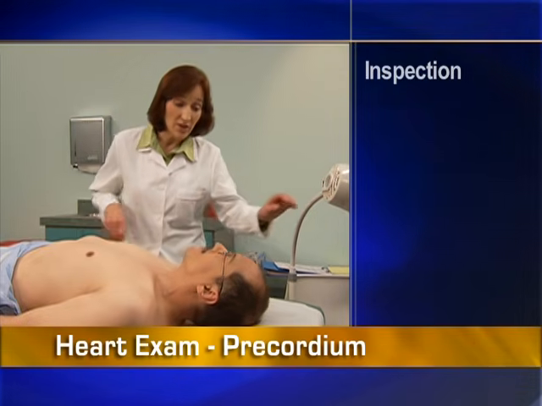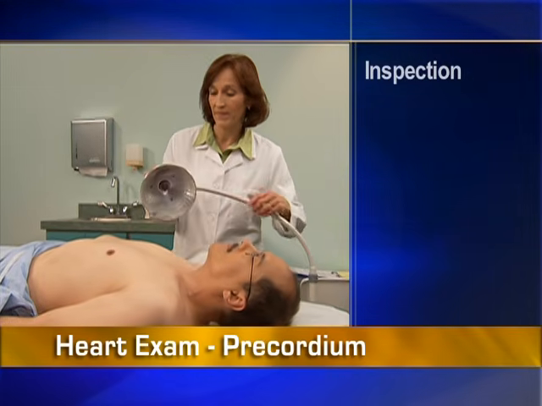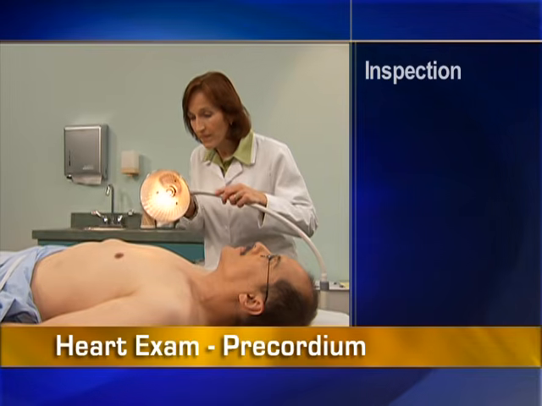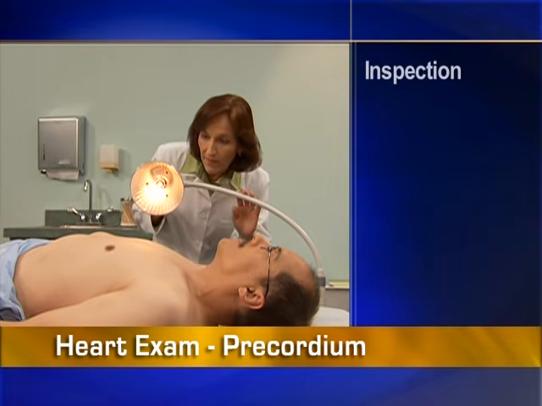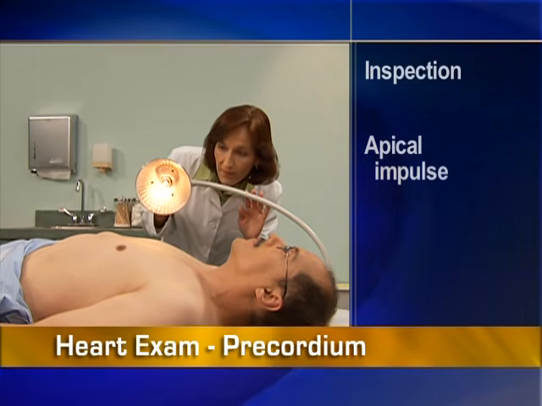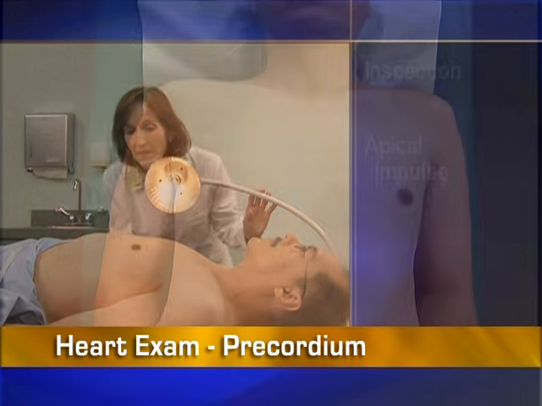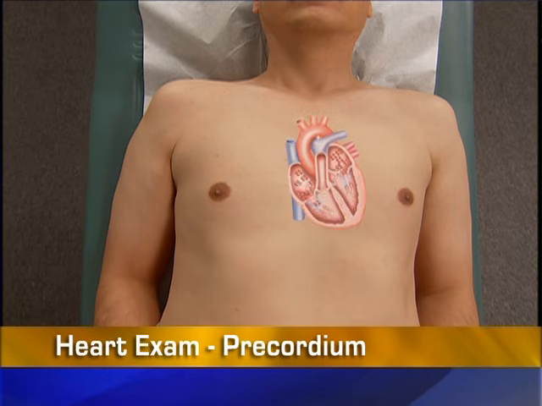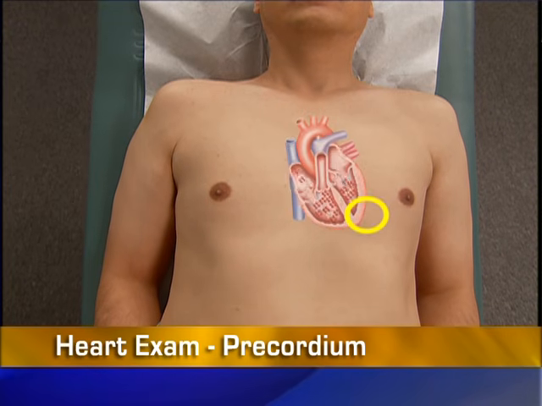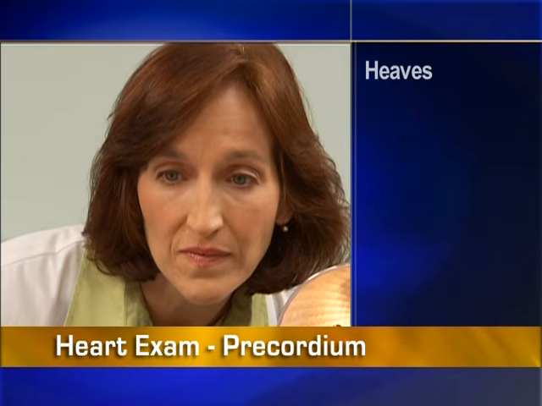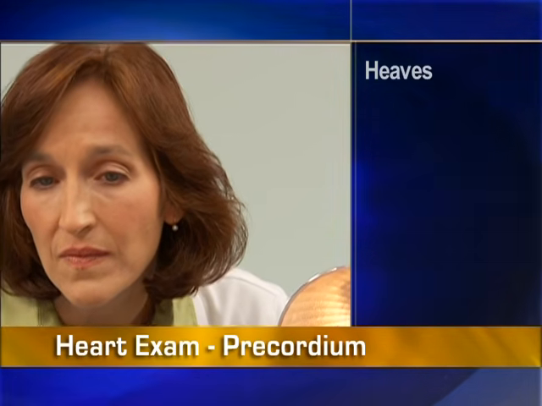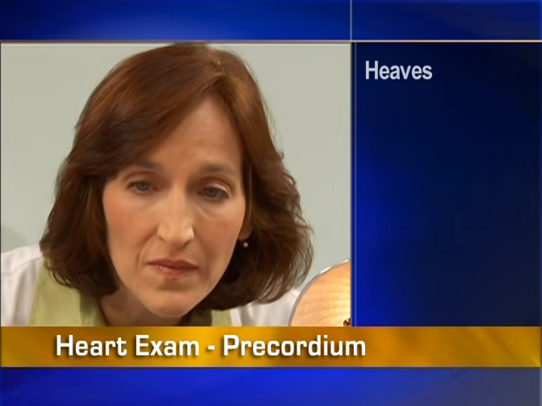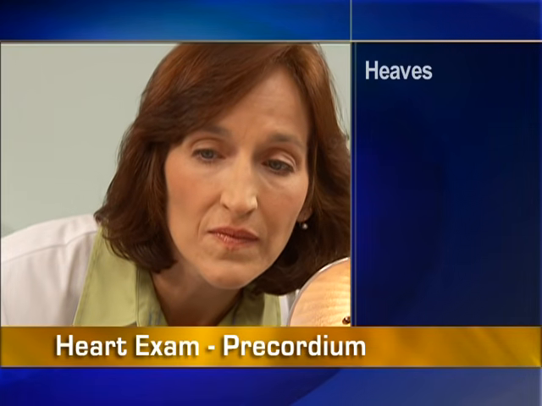I'm going to take a look at your chest now. Using tangential lighting to accentuate movements, inspect the precordium and observe for the apical impulse. When visible, it occupies the 4th or 5th interspace, at or inside the midclavicular line. Note any abnormal visible pulsations, such as heaves or lifts, which are sustained thrusts of a hypertrophied ventricle.